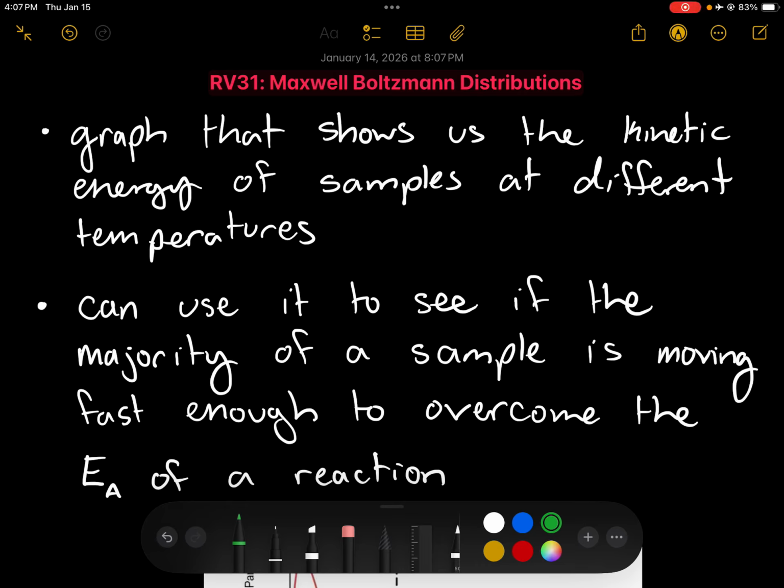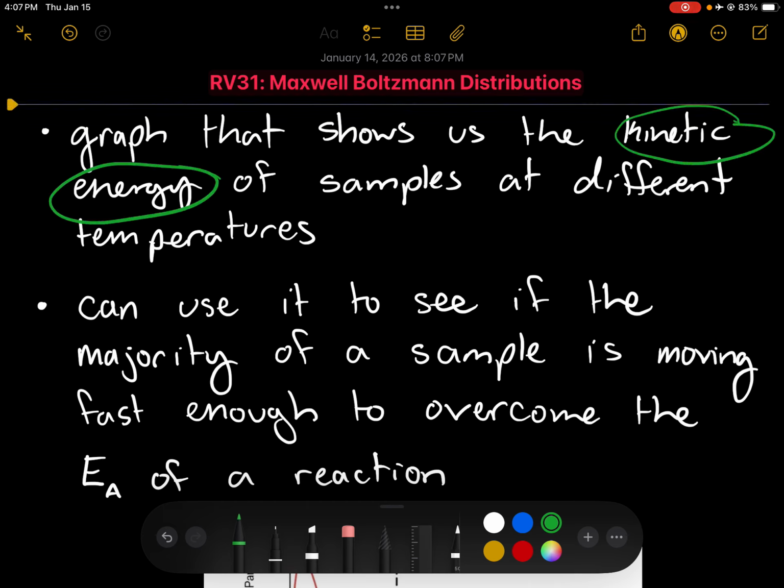This is review video 31, Maxwell-Boltzmann distributions. So first of all, what even is that? It's a graph, and that graph is going to show us the kinetic energy of various chemical samples at different temperatures. So please recall that when we say kinetic energy, that's the energy of motion.